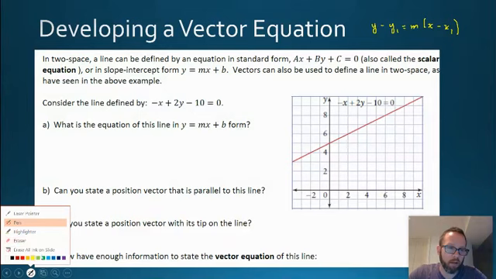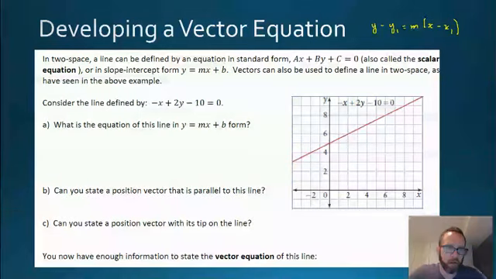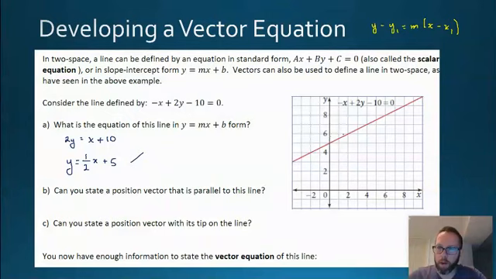So let's look at another one here. On that visual, you've got the line negative x plus 2y minus 10 equals 0. Let's get this equation into y equals mx plus b form, check the slope and y-intercept, and see that everything checks out. If you move everything to the right side, 2y equals x plus 10, and divide everything by 2, you get y equals one half x plus 5, which checks out because the y-intercept is 5 and the slope is up 1 over 2.